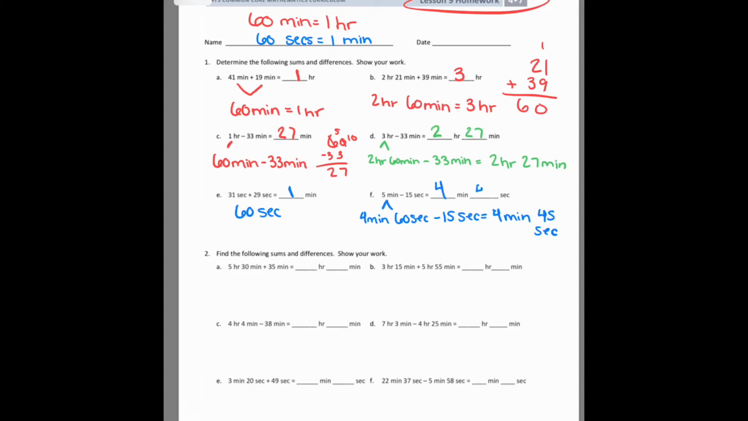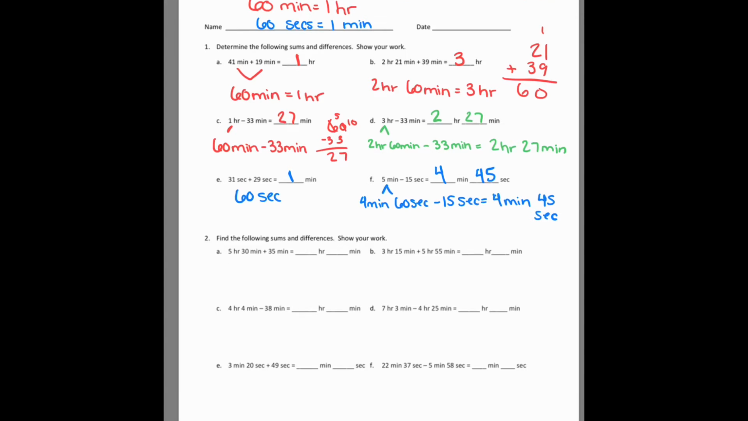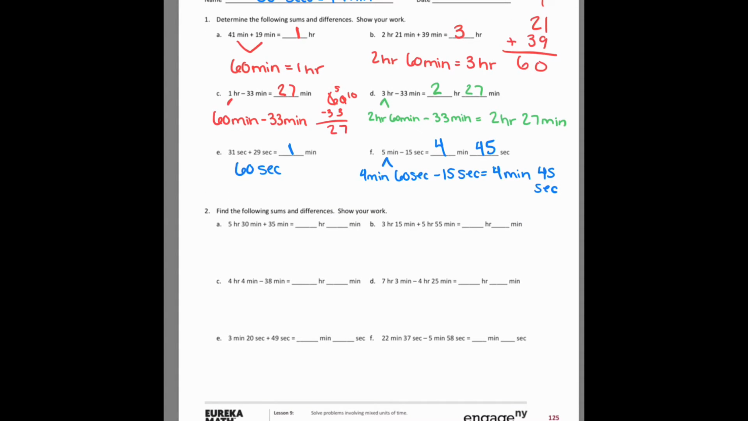All right, let's look at number 2. We're going to look at part A. We have 5 hours and 30 minutes plus 35 minutes. Well, we got to add our minutes together first. And I'm going to get 30 plus 35 is 65 minutes. Well, that's more than an hour, so I'm going to break it up. If I take out that 60 minutes to represent the hour, I'll have an additional hour for a total of 6 hours, and then I'll have 5 minutes left over. So altogether I have 6 hours and 5 minutes.